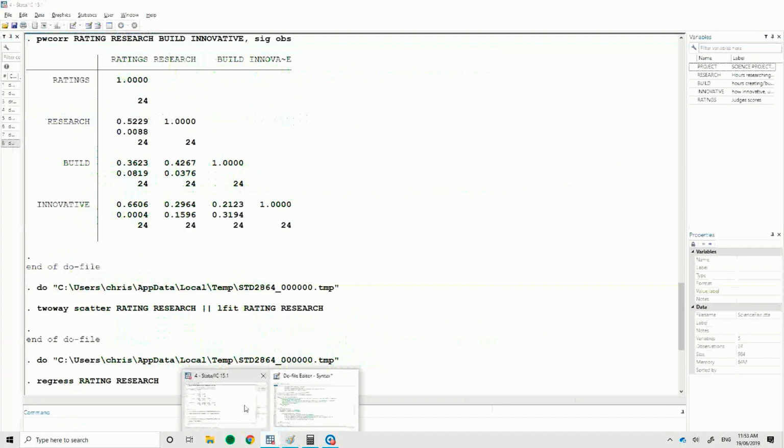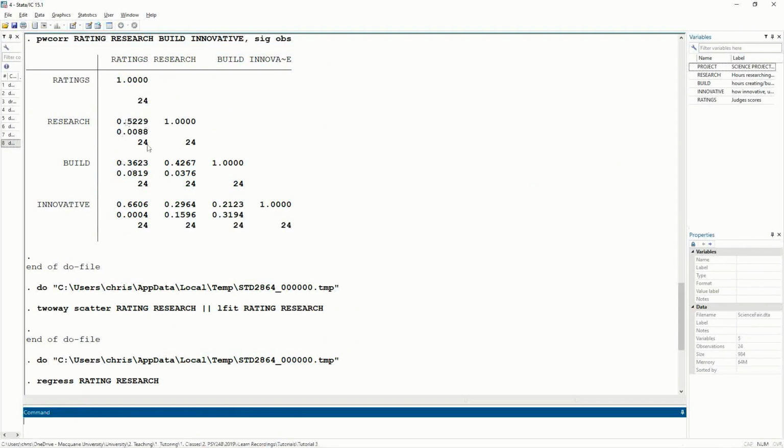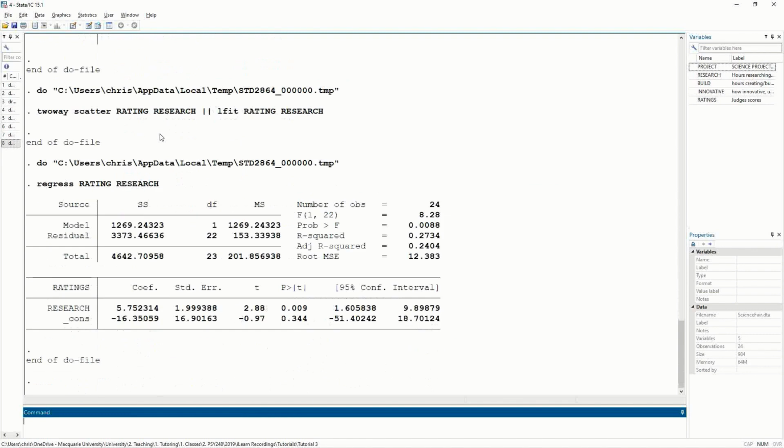Now, another thing to take note of is that my p-value for this correlation was 0.0088. It is by no coincidence that I get the exact same p-value in my model statistic. And the reason for this is that simple linear regression is just correlation. It's the same thing, just more detail. Okay. So there are two connections. And just between those two statistics, we've already reproduced all of the data in our correlation.